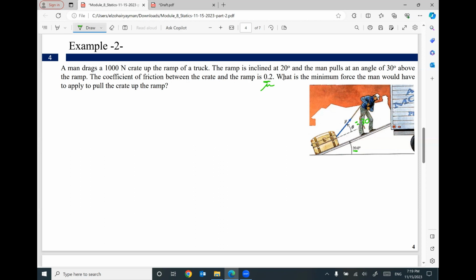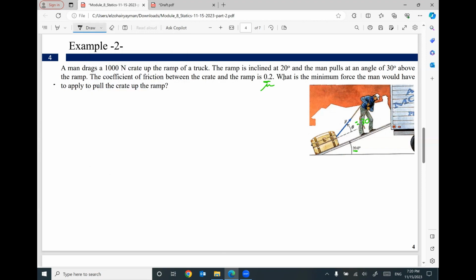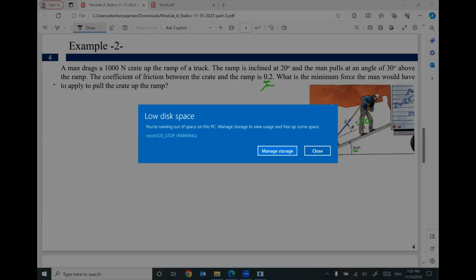So what is the minimum force the man would have to apply to pull the crate up the ramp? This is a very interesting question, and we will solve it one by one. But be careful when we are drawing the free body diagram.